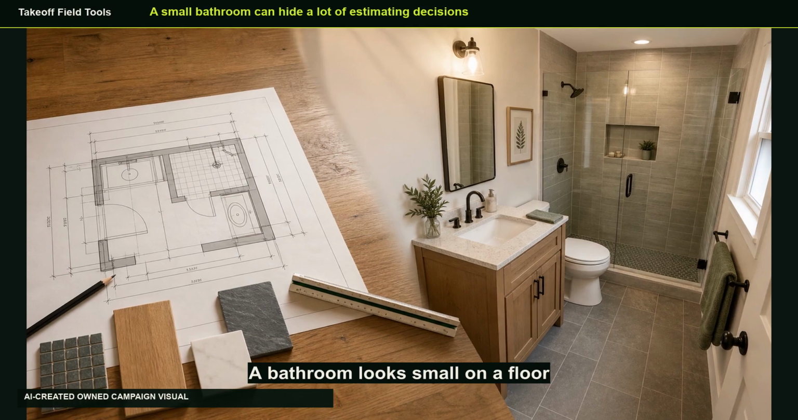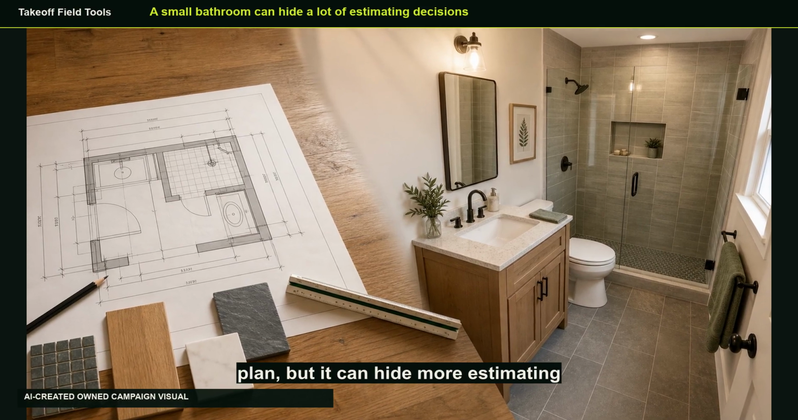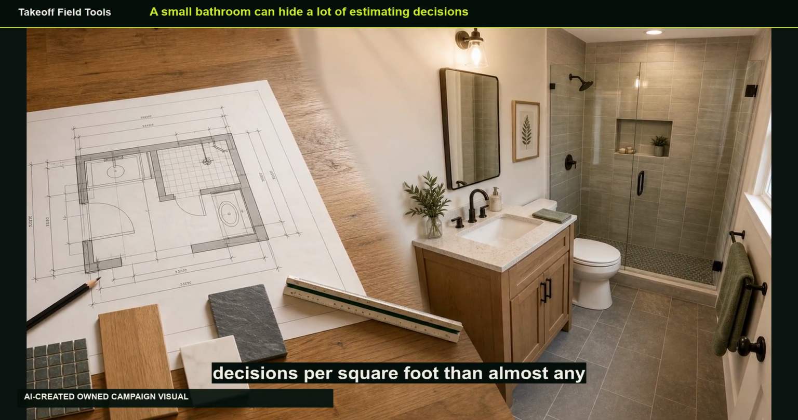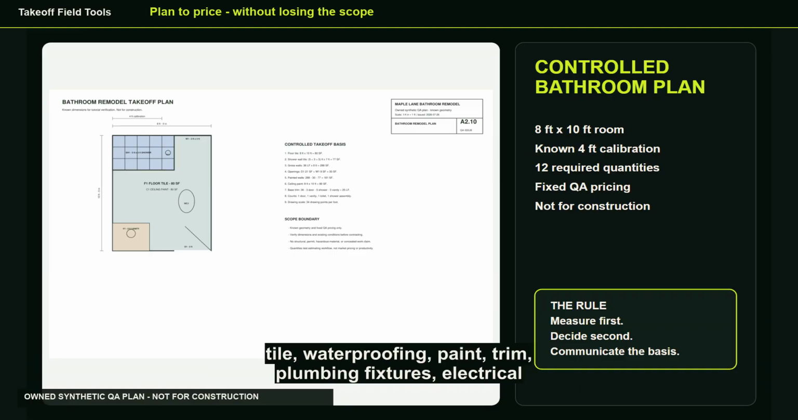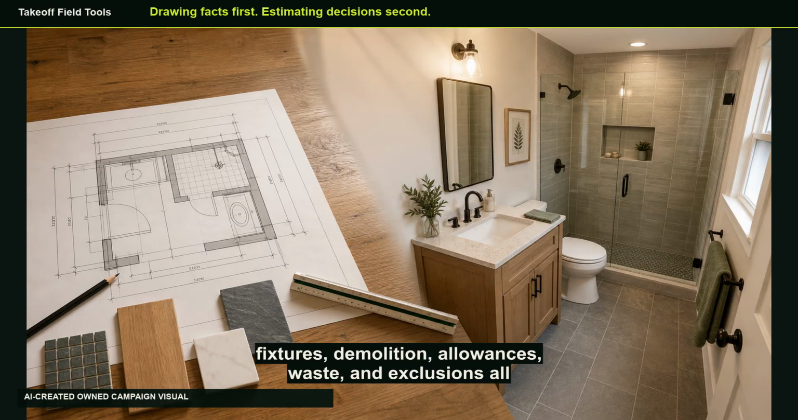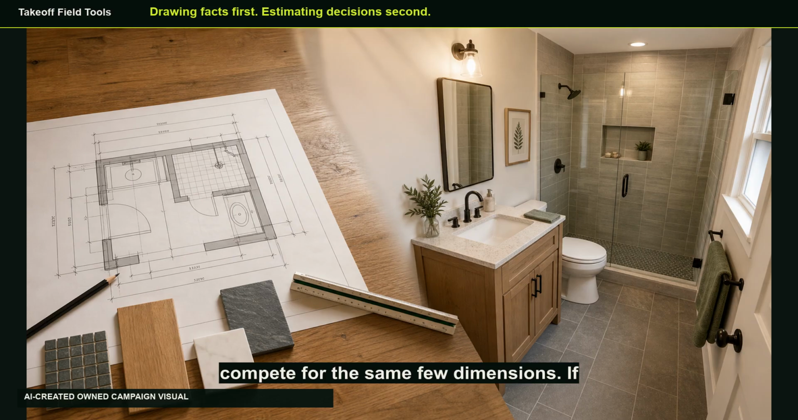A bathroom looks small on a floor plan, but it can hide more estimating decisions per square foot than almost any room in a remodel. Floor tile, shower tile, waterproofing, paint, trim, plumbing fixtures, electrical fixtures, demolition, allowances, waste, and exclusions all compete for the same few dimensions. If you jump from room size to price, the total may look precise while the scope underneath is still guesswork.